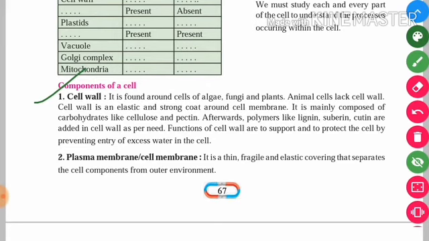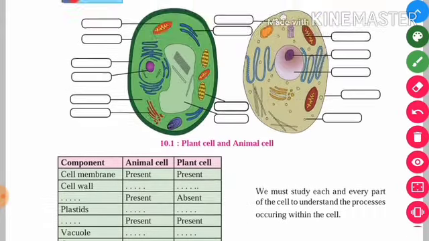The functions of the cell wall are to support and protect the cell by preventing the entry of excess water into the cell. So it prevents the excess entry of water. This is the function of the cell wall. Then plasma membrane and cell membrane. Okay, plasma membrane and cell membrane.